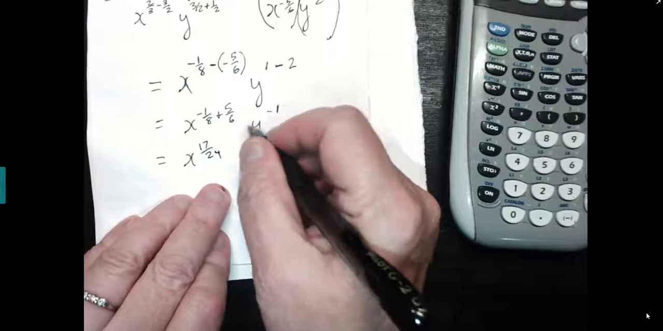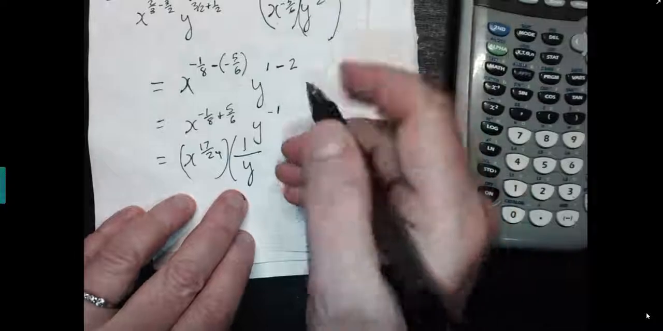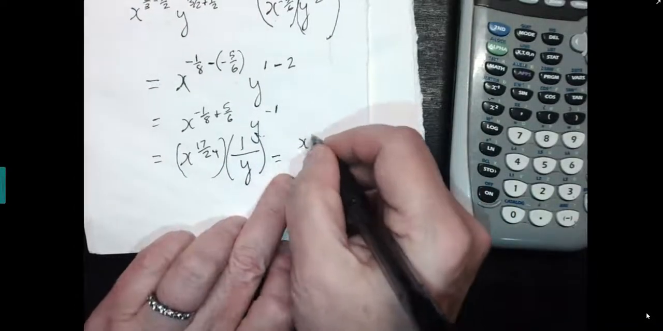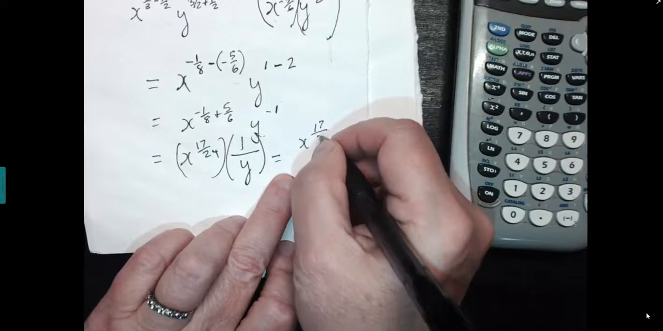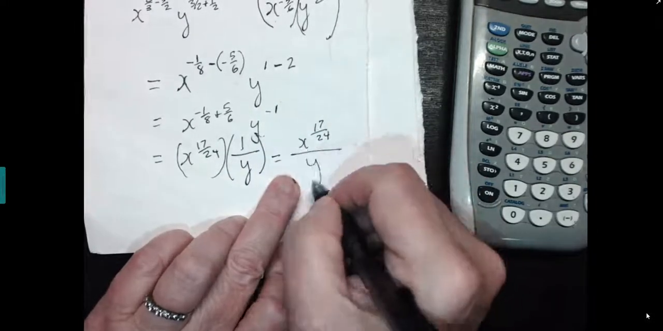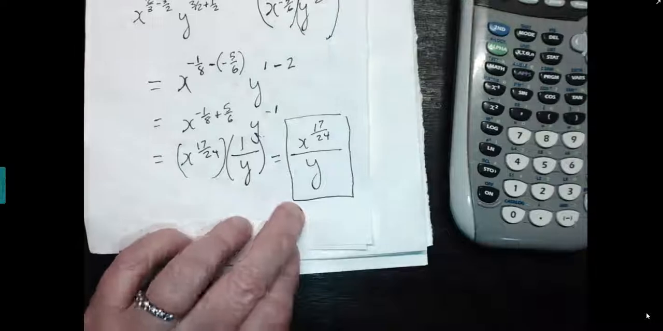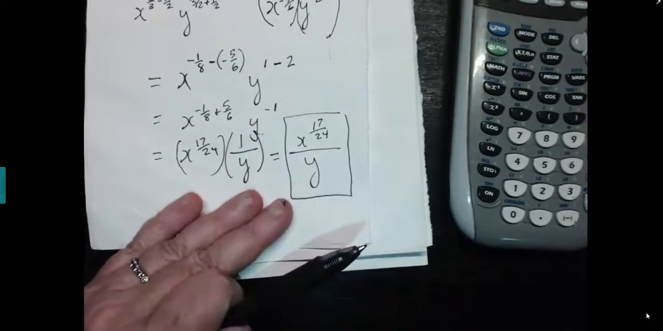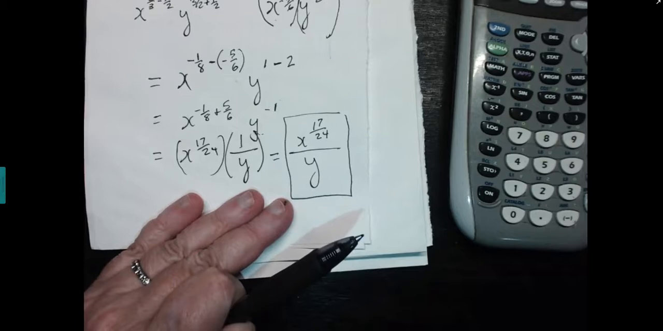And y to the negative 1, remember we don't want any negative powers in our final answer, is the same as 1 over y to the positive 1, or just 1 over y. And when I multiply that together, that x will go in the numerator, x to the 17/24 times 1 over y. That is my answer. That is that in simplified form with no negative exponents, and that ends this video.